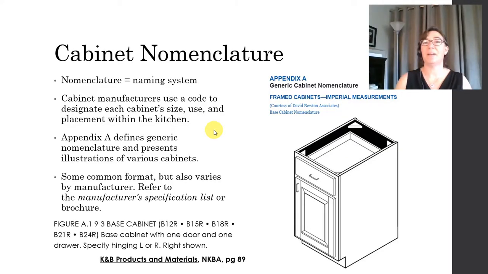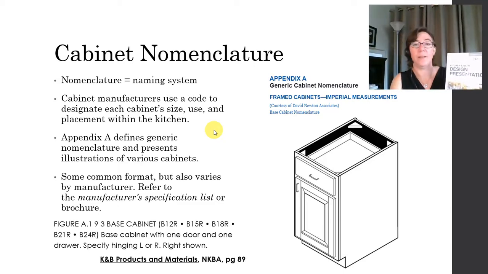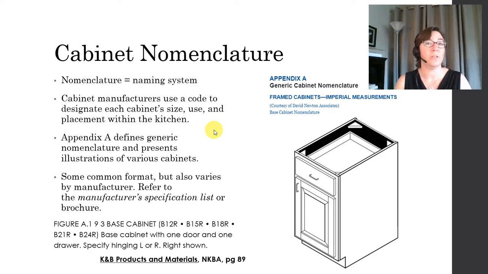As it turns out, nomenclature is a fancy word for a naming system. Cabinet manufacturers use a code to designate every cabinet unit's size, its use, and its placement in the kitchen. Appendix A in the Kitchen and Bath Products and Materials textbook, or actually Appendix B in the Kitchen and Bath Design Presentation book, it's the same thing but they named it something else, defines some of the generic nomenclature and has some illustrations of those various cabinets. So I invite you to go and read more about them there.